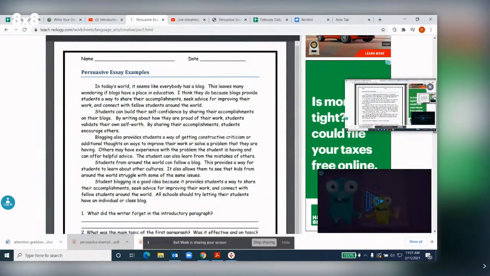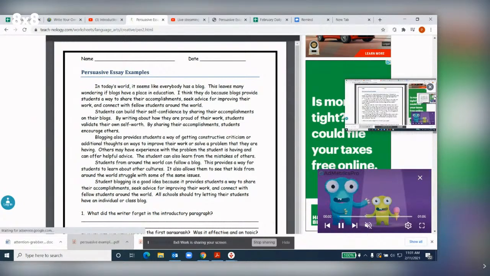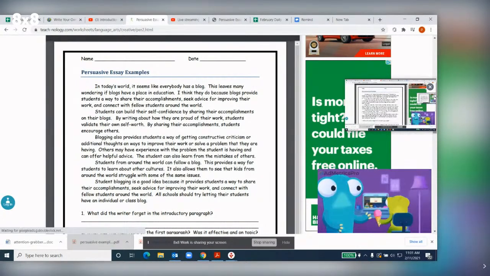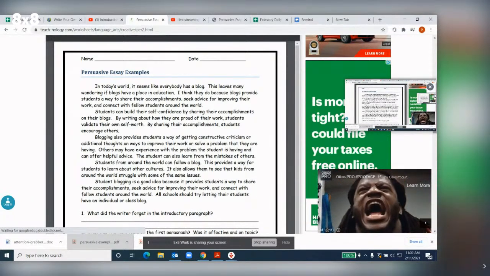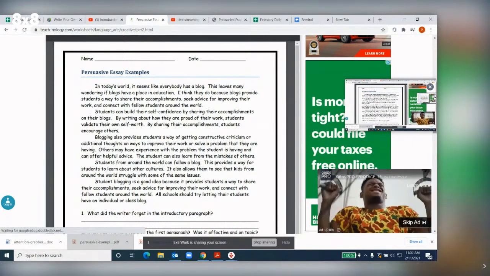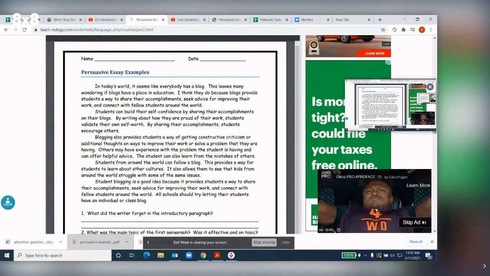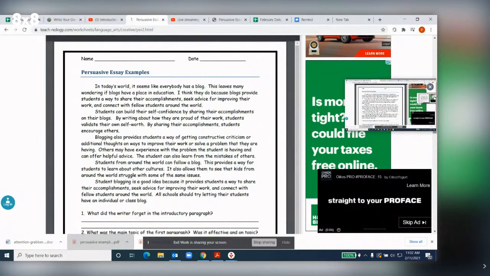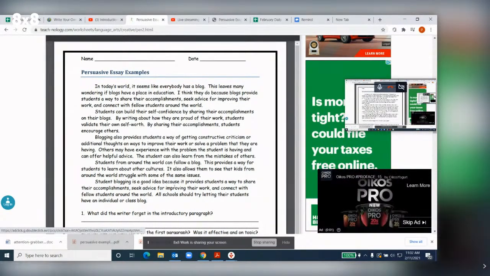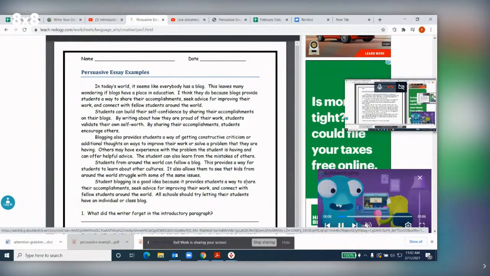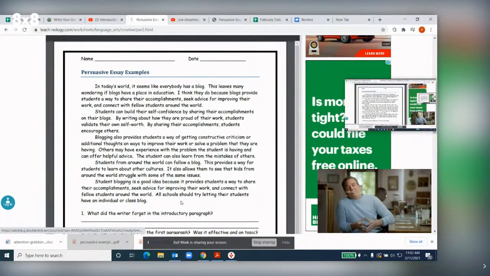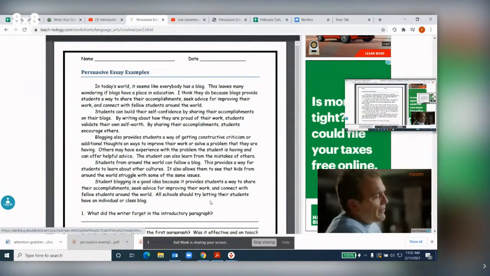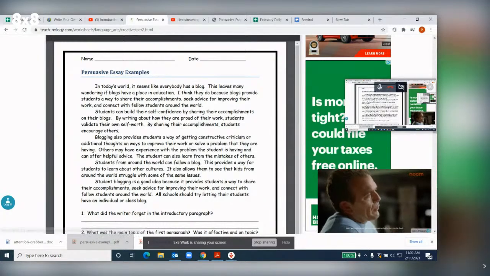That's the next paragraph. Students from around the world can follow a blog. This provides a way for students to learn about their cultures. It also allows them to see that kids from around the world struggle with some of the same issues. And the last paragraph, or closing paragraph, says, student blogging is a good idea because it provides students a way to share their accomplishments, seek advice for improving their work, and connect with fellow students around the world. All schools should try letting students have an individual class blog.